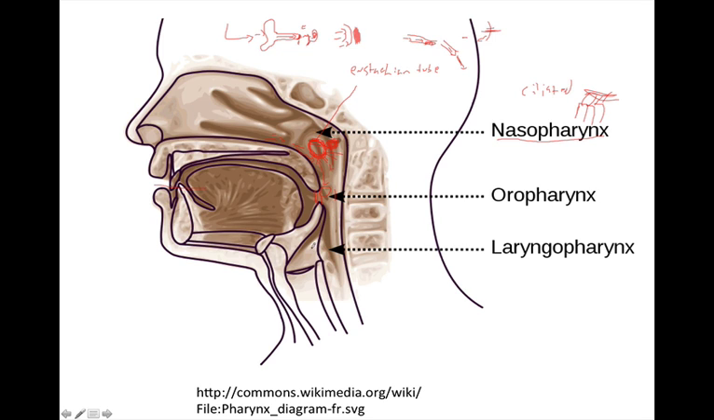And then we're eventually going to get to the laryngopharynx, and the upper part of the laryngopharynx is also non-keratinized stratified squamous epithelial tissue. So that really doesn't play much of a role in filtering either.